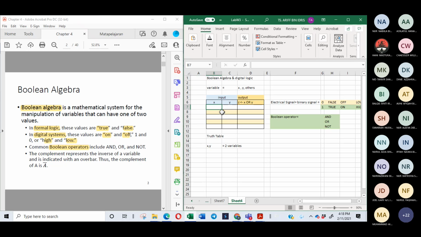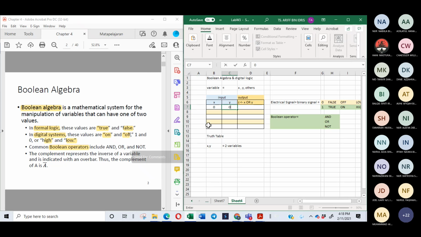Okay, class. What do you think the input will be for X and Y for the first input combination? What is the input? Zero. We should be fed the value either 0 or 1. What do you think the first input for X and Y is? 0, 0. Excellent. So this is our first input combination, right?